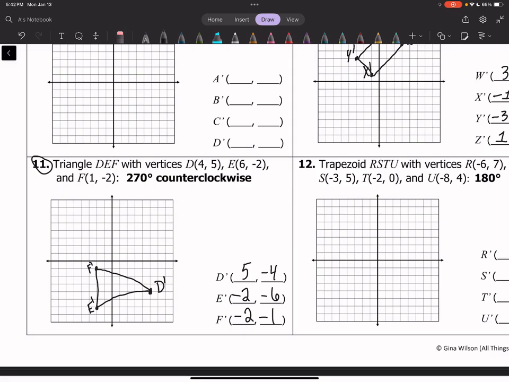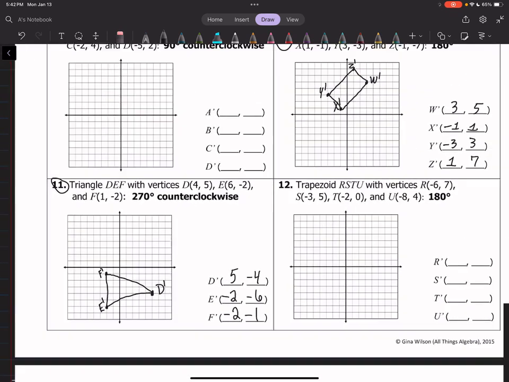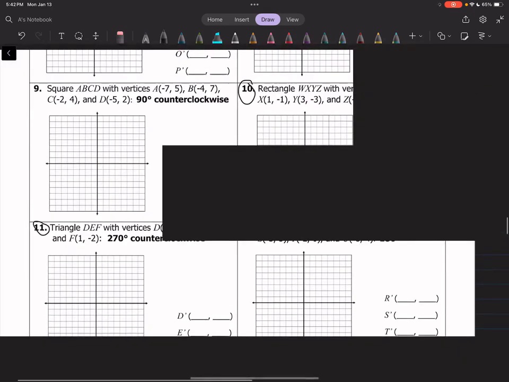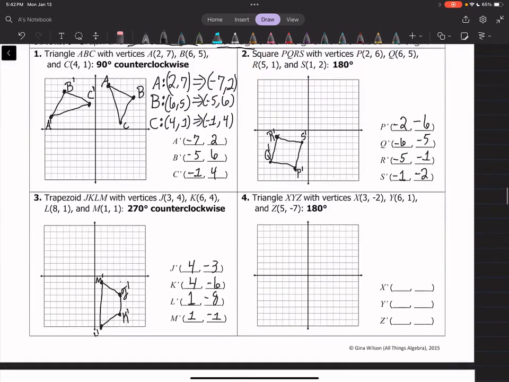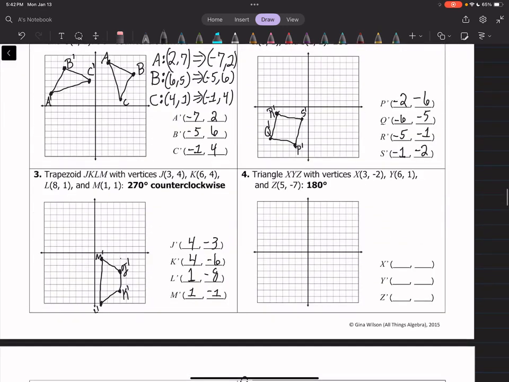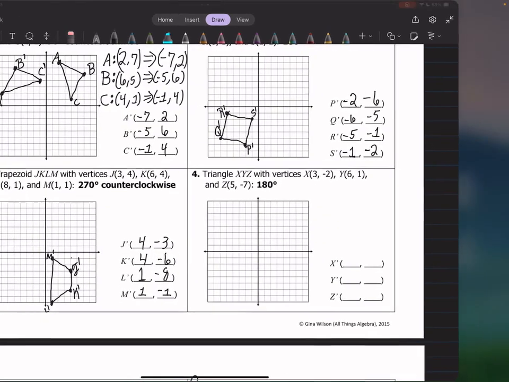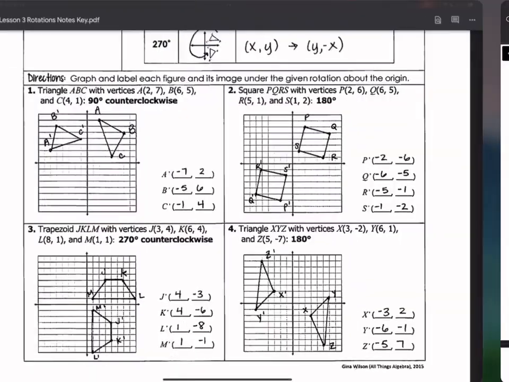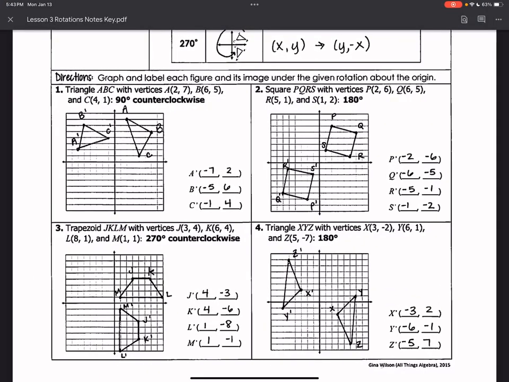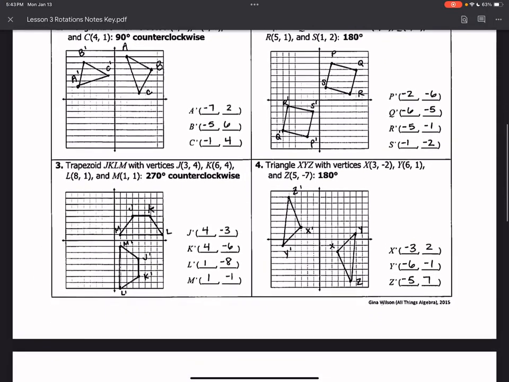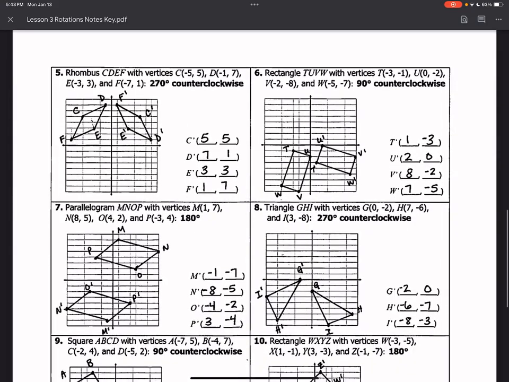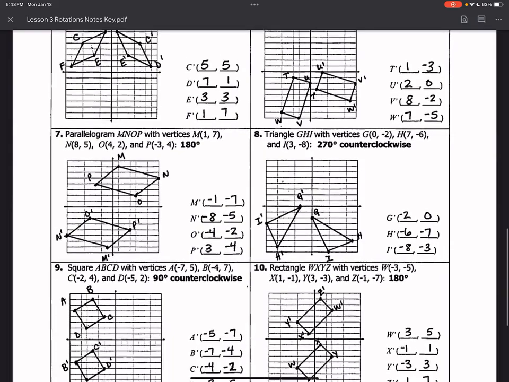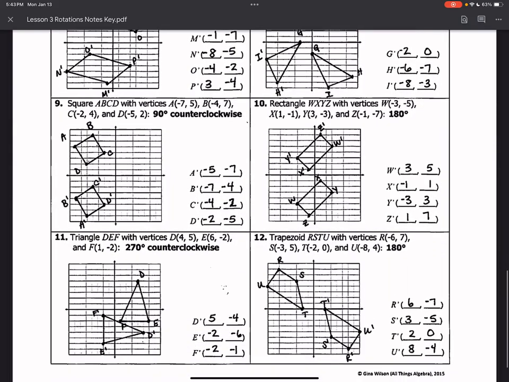Please pause the video and work on the remaining problems for your assignment. I am going to put up the answer key. I'm just giving you time to pause the video. Okay, this should be enough time. So here's your answer key: number 4, number 5, 7, 8, 9, and 12.